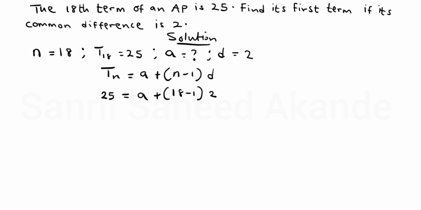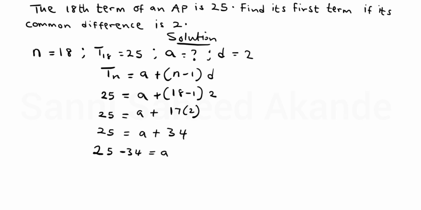So let's solve for that. 25 is equal to A plus 18 minus 1, which is 17, times 2. So 25 is equal to A plus 17 times 2, which will give us 34. So collecting the like terms, we have 25 minus 34 is equal to A. So 25 minus 34 will give us minus 9, equal to A, or A is equal to minus 9. So our first term here is minus 9. So this is how to solve this type of question.